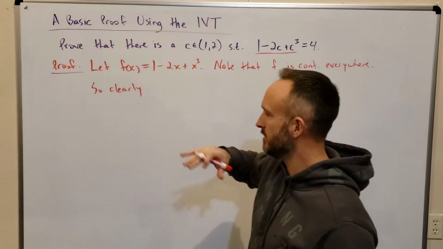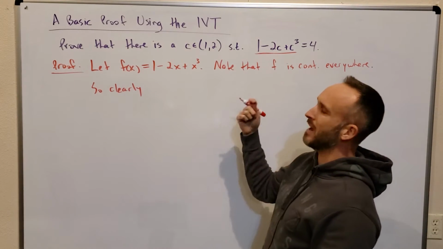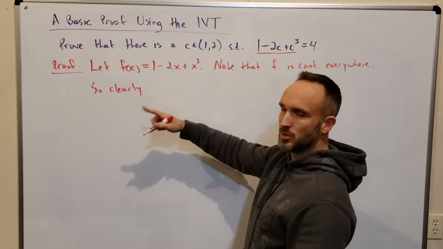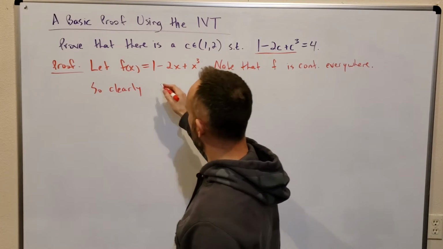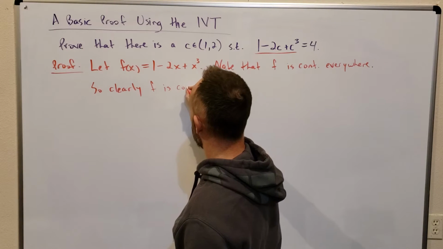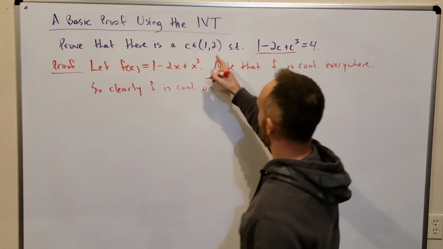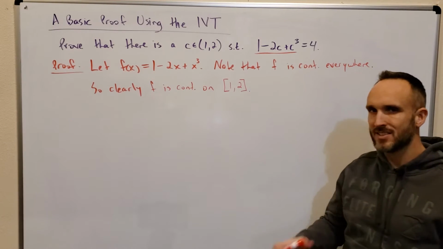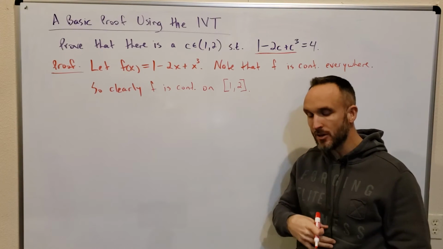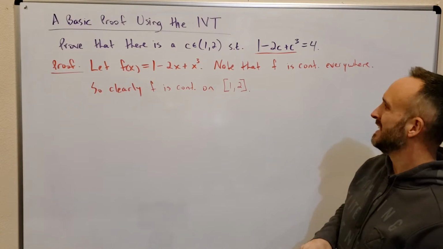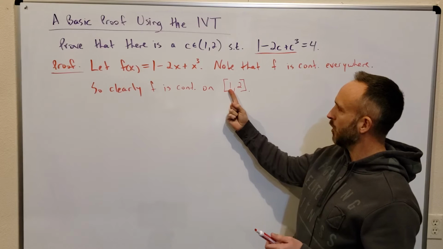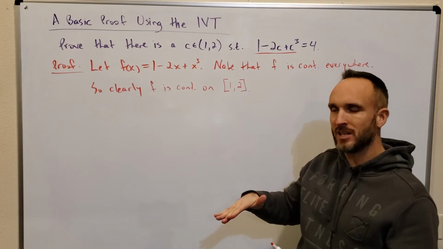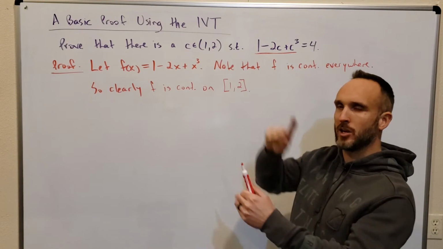So clearly, and you can use your own words as you go through this, make it your own narrative, you just have to hit the critical parts. You have to create a function. You have to convince me that it's continuous on the closed interval. So clearly, f is continuous on the closed interval from 1 to 2, okay? So that's the hypothesis of the intermediate value theorem. The next thing we need to do is look at f of 1 and f of 2. Those are the two y values that the intermediate value theorem guarantees we can hit every y value between.